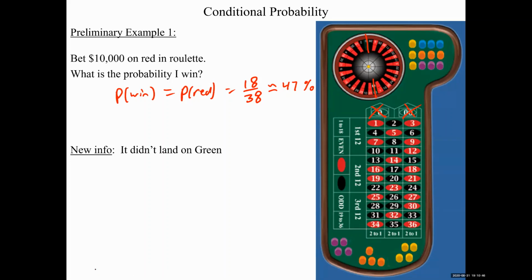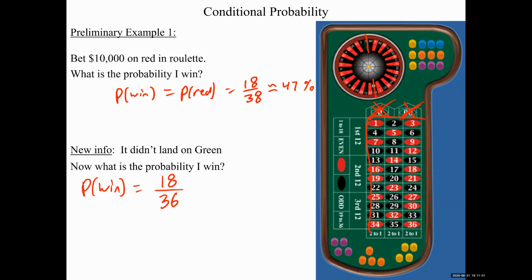Now the question is, what's the probability that I win? The probability I win now, yeah, it's 50% because it's 18 red out of 36 now. Why 36? Because once you said it's not green, pretend they're not even possible. This is what's on the wheel, and yeah, 50%. That's a conditional probability. After you've been given new information, it changes the sample space, and you can recalculate the probability.